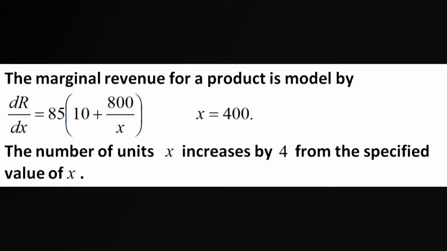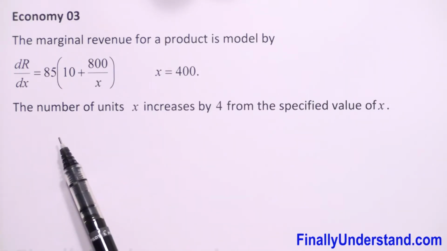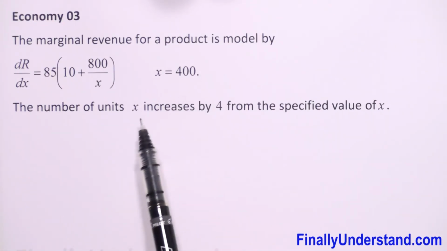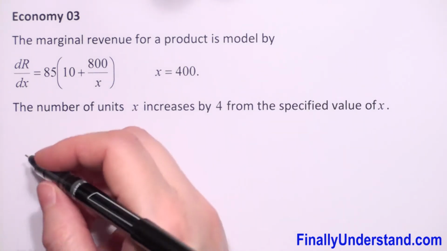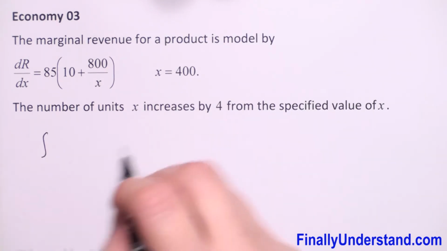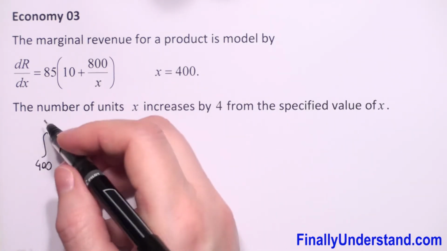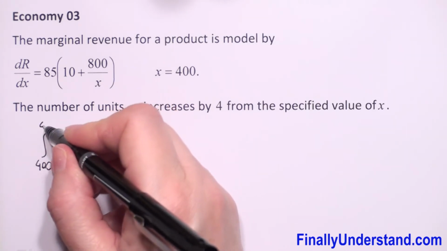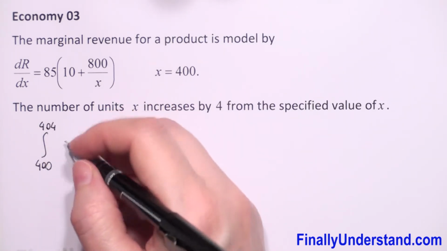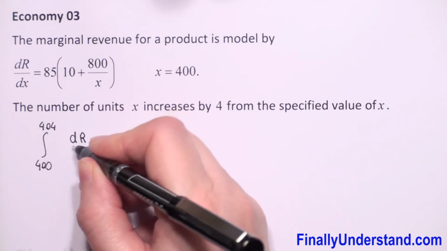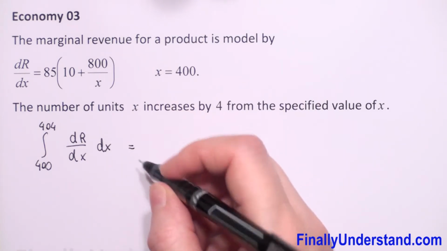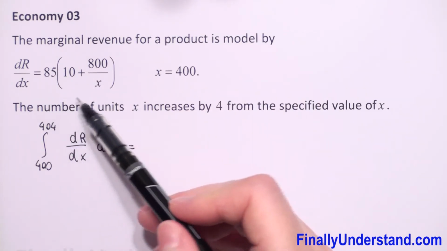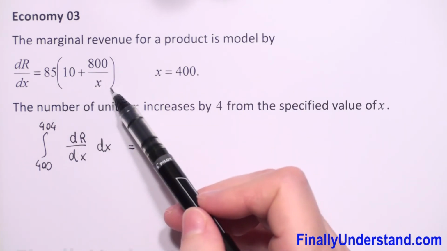We have to find marginal revenue for product, and we have given that x is 400 and increases by 4. So we will use definite integral. We will have integral from 400 to 404, and our formula is dr over dx, and integral we have respect to x. So this is equal. Now we have to substitute dr over dx by the given formula.